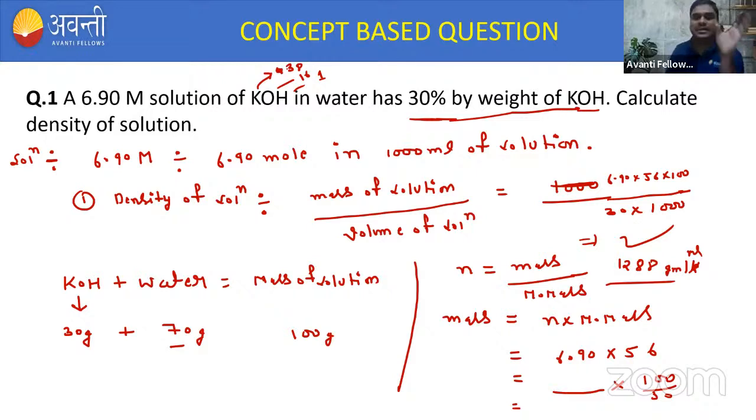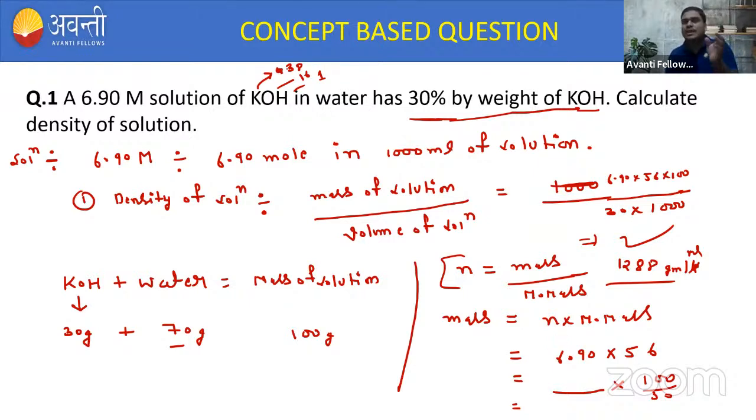What the question asks, basically, is 6.90 molar solution. It is very much clear from this line only. 6.90 molar solution means 6.90 mole out of 1 liter, right? So if you know the number of mole, we can easily calculate mass by using this formula. Molecular mass we know is 56, so this is the mass.